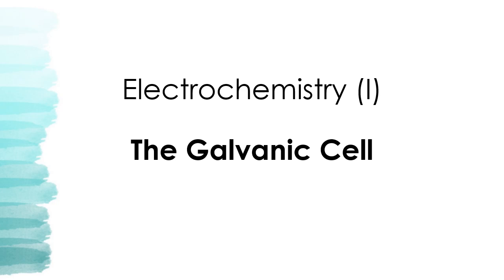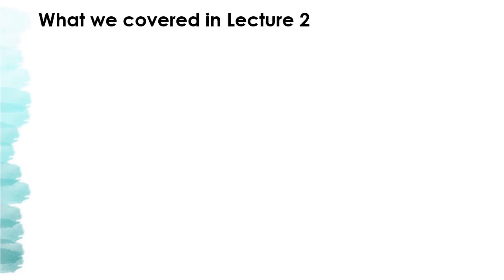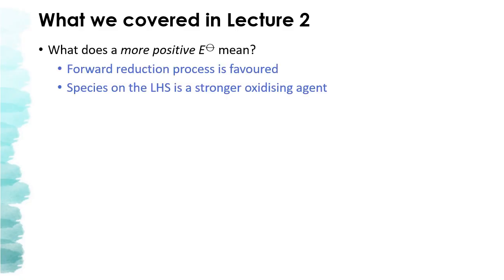We are continuing with Lecture 3 for Electrochemistry Part 1, the galvanic cell. Let us quickly cover what has been taught in Lecture 2. So what does a more positive E naught value mean? It means that the forward reduction process is favored. So the species on the left-hand side of the reversible equation will be a stronger oxidizing agent.